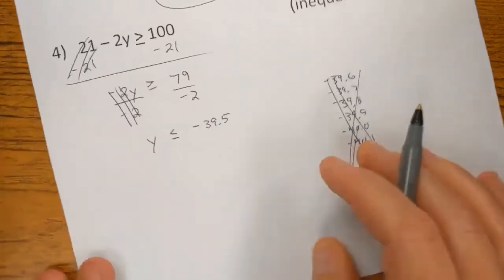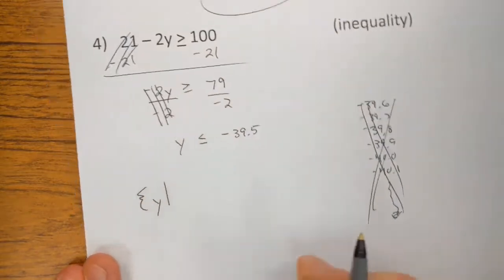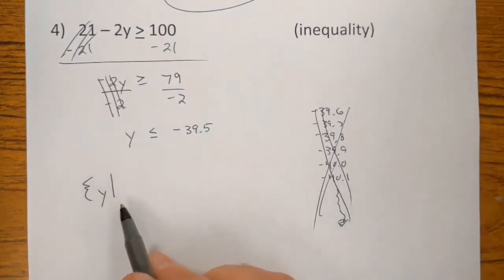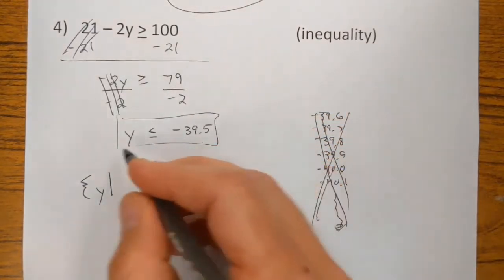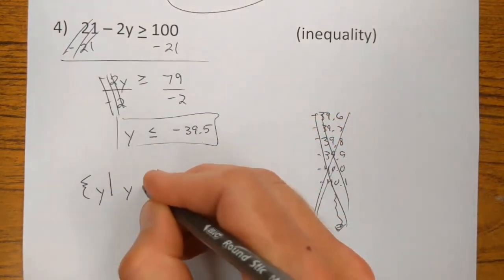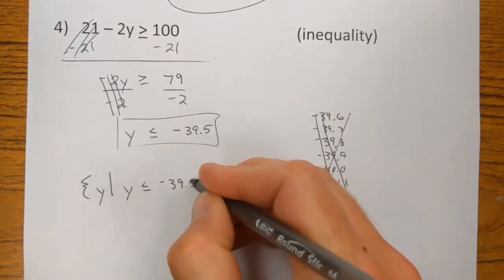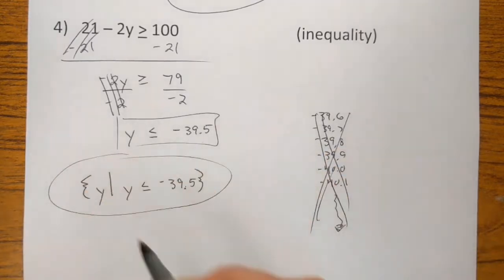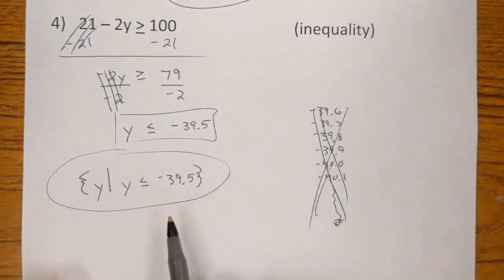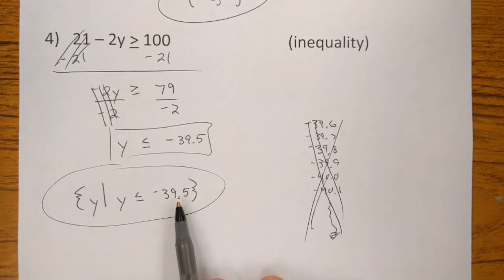What we're going to do, we're going to use our set builder notation. It's actually really simple. To write this as a set, we're going to say all values of y such that, and then we're literally just going to copy down the answer that we have here, such that y is any number less than or equal to negative 39.5. This creates this infinitely large set of all numbers that are negative 39.5 or smaller, or less, I should say. So here's how we would write this solution.